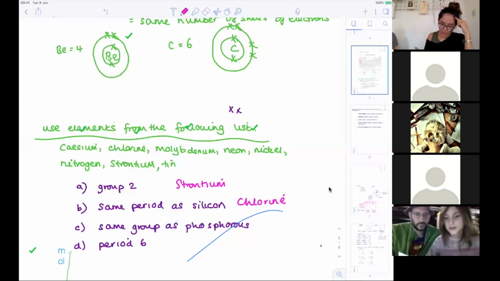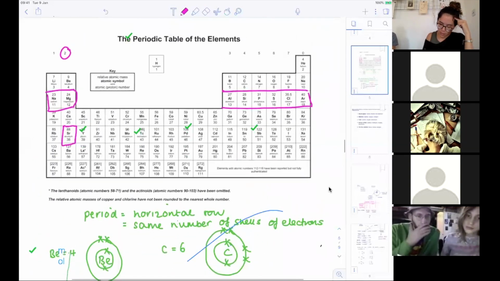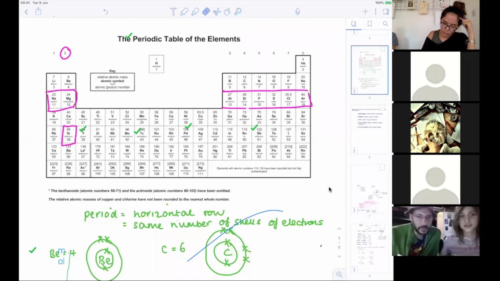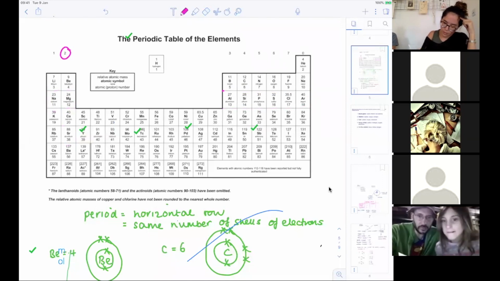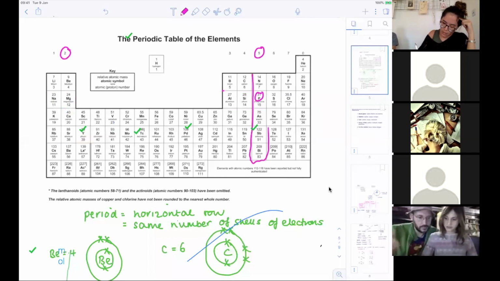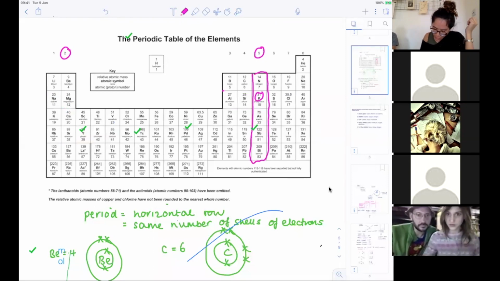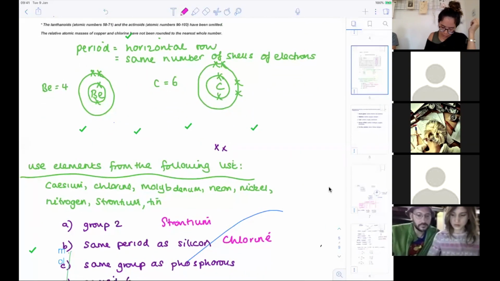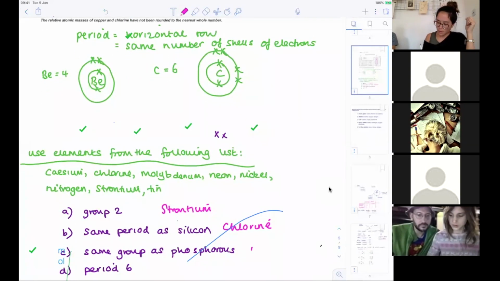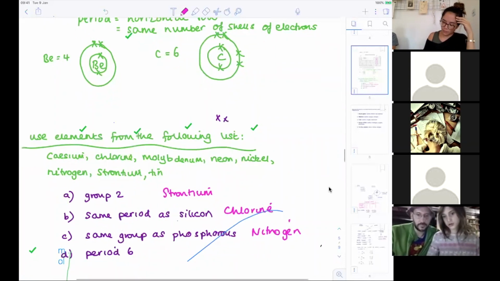Okay, next up, in the same group as phosphorus. So phosphorus is here, so we're looking along this, down this column. And then in terms of the list, we had nitrogen mentioned there. Guys, don't write your answers, it's not fair on everyone else.